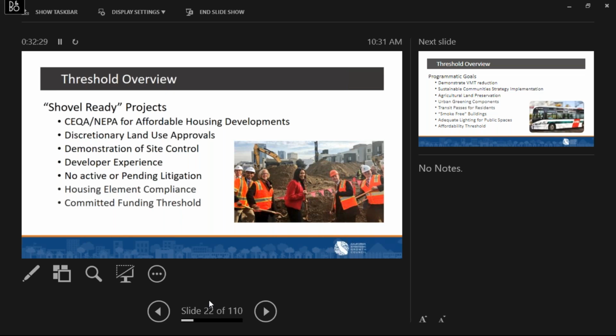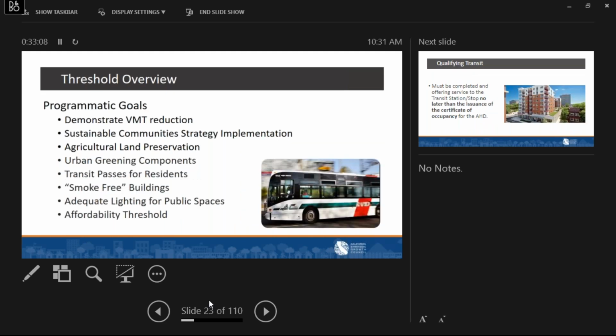So like I mentioned, something pretty important is that we're looking for shovel-ready projects. And what this translates into is some of our thresholds, like having environmental clearances in hand for affordable housing developments, having all discretionary land use approvals, demonstration of site control. The developer has to have experience constructing 2 projects of a similar scope and size in the past. There can't be active or pending litigation against the project. Your jurisdiction has to be in compliance with its housing element, and there is a committed funding threshold as well.